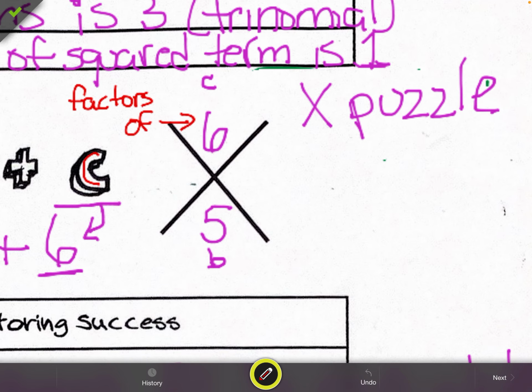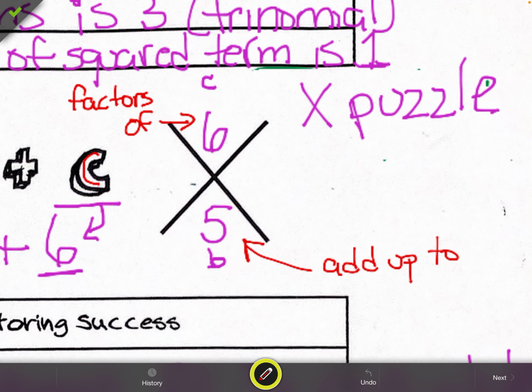Now, to solve the X puzzle, you're going to try to find 2 numbers that when you multiply them give you 6, but the same 2 numbers also add up to the number we have down here for B, which is 5. So we have to come up with 2 numbers that we can multiply together and get positive 6, and also add together and get positive 5.